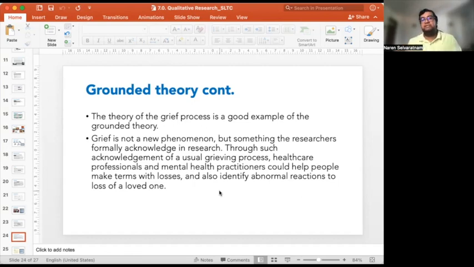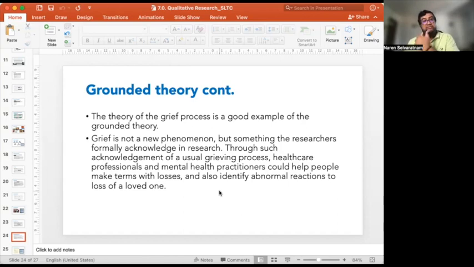Now, if I lose someone, I am grieving. I know what grieving is all about. You know what grieving is all about. But I want someone to help me sometimes to make terms with the fact that I have lost someone. And if you understand the process of grieving by interviewing people and by making sense of how they grieve, then you can help me to make terms with the loss that I have in my life. You will know what I mean by this if you have ever lost someone that is close to you.